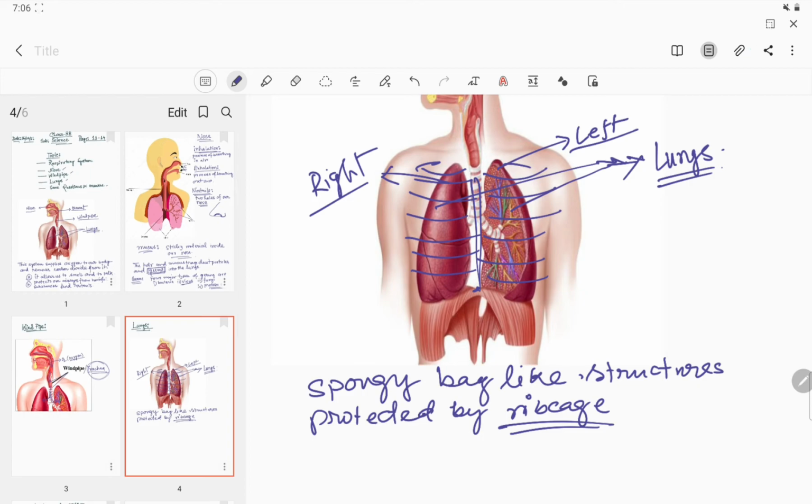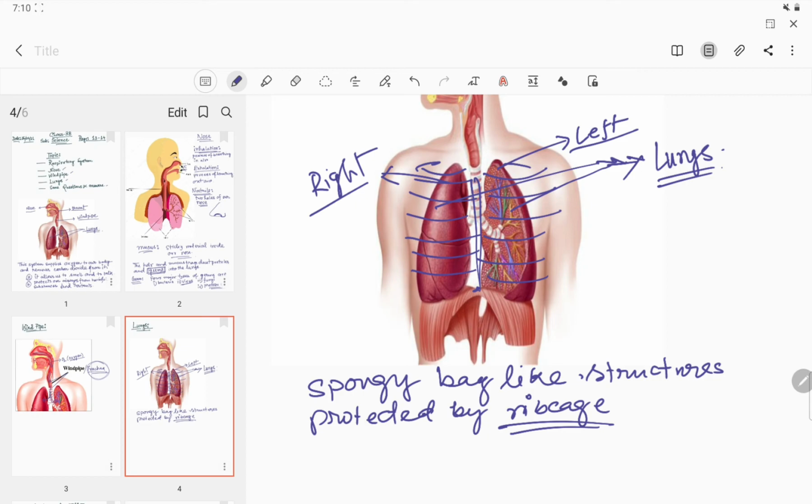They absorb oxygen from the inhaled air and remove carbon dioxide through exhaled air. Okay, so our lungs' main role is that they absorb oxygen from the inhaled air and remove carbon dioxide through exhaled air. So this is how our lungs work.